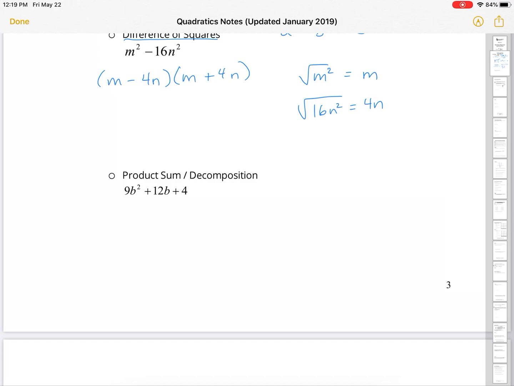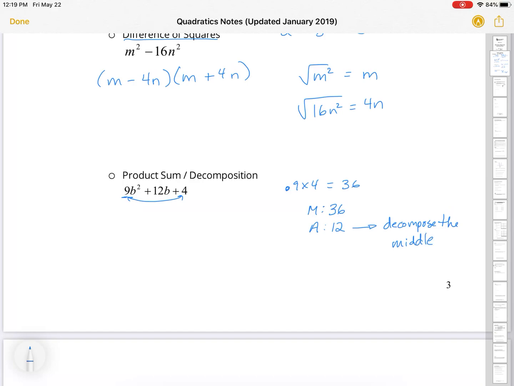Product, sum, decomposition. So decomposition, here we don't have our simple trinomials, it's complex. So what we do is we multiply the first and last terms. So we go 9 times 4, which is 36. So I want two numbers that multiply to give me 36 and add up to the middle term, 12. And what I'm going to do is use these to decompose the middle term.